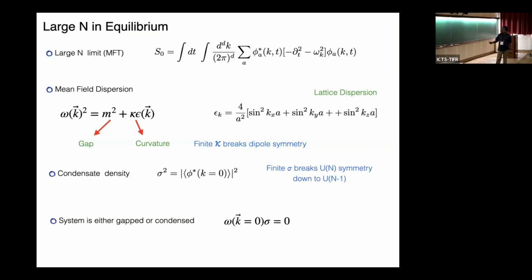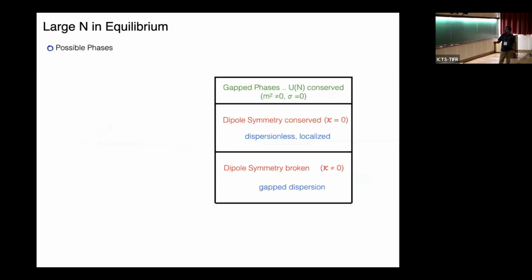If your system throws up a finite kappa, you break dipole symmetry. You can also look for whether the system condenses, which is just the usual condensate density. At least in equilibrium, we have the usual thing that if the system is condensed, it's gapless; if it's gapped, there's no condensate. So these are the equations that you need to follow.